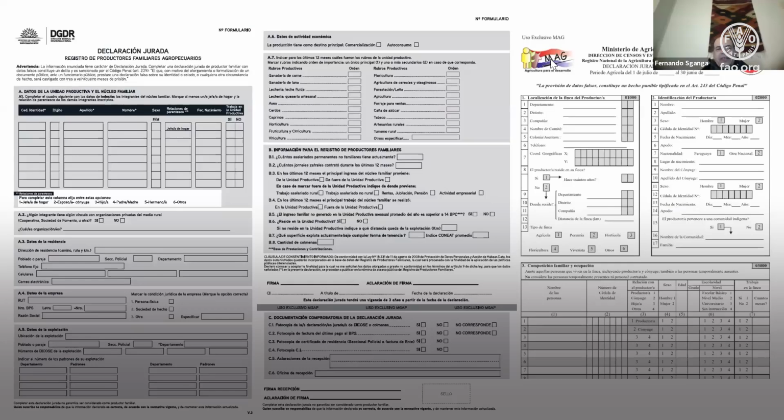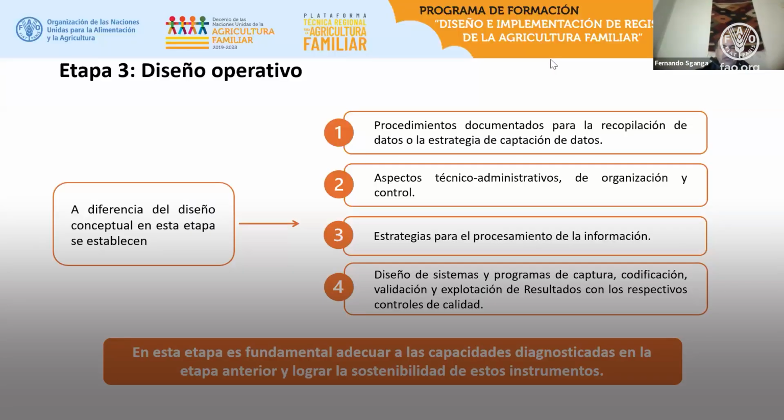This is our registry from Uruguay, and we show part of the registry from Paraguay, so you can see that the information collection here is a paper form. We also have digital forms in other countries, so we have different versions, meant to leave no one behind.